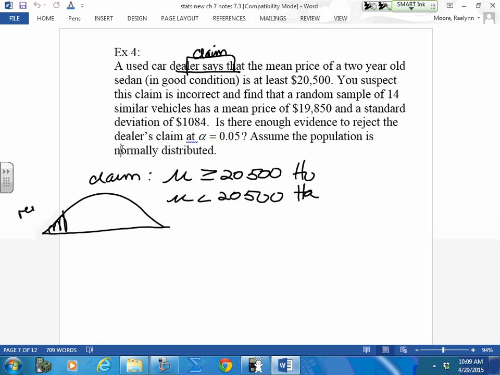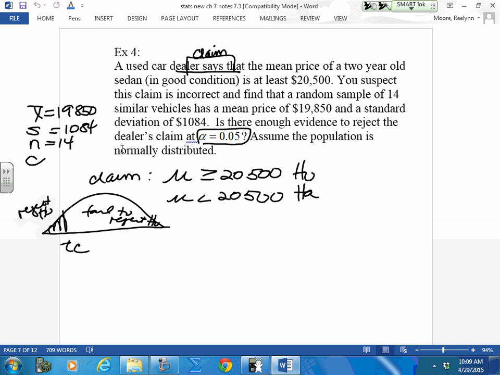So I say reject H0 here. Fail to reject H0 here. If you do not say H0, then it's wrong, because I could be rejecting the claim, I could be rejecting the HA. Now, next step, find me a t_c. My level of significance, well, let's pull out your sample information. Your sample mean is 19,850. Your sample standard deviation is 1084. Your n is 14, and your level of significance is 0.05. Find me a critical value cutoff.